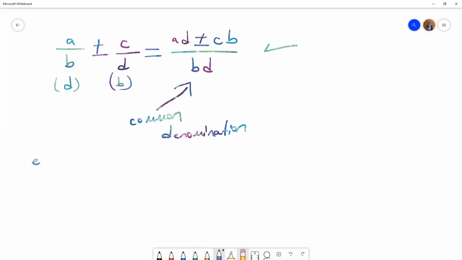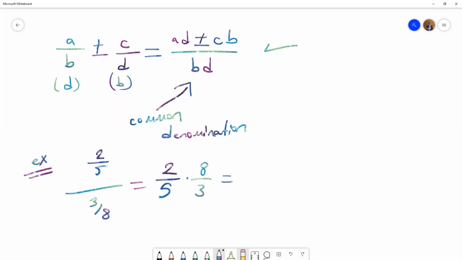Let's give some example. 2 over 5 divided by 3 over 8 is equal to 2 over 5 multiplied by the reciprocal of 3 over 8, which is 8 over 3. So we find 16 over 15. It's easy, really.